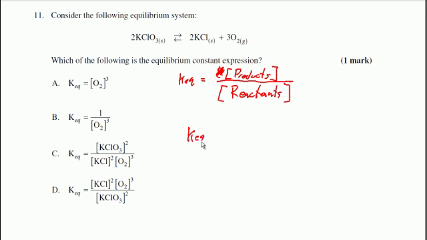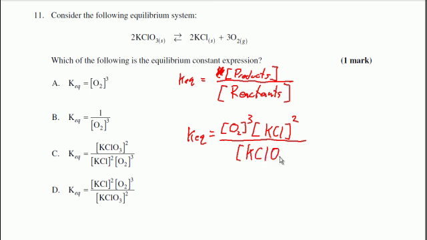Or in other words, KEQ equals, and then we're going to write in the products right here. So we see there's oxygen. Now there's 3 of them. So it's like oxygen times oxygen times oxygen, or in other words, oxygen cubed, multiplied by KCl, or potassium chloride. There's 2 of these, so we have to square this. Okay, divided by our reactants, KClO3. Now there are 2 of these, so we need to square this.